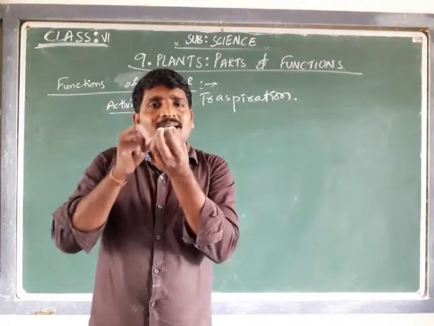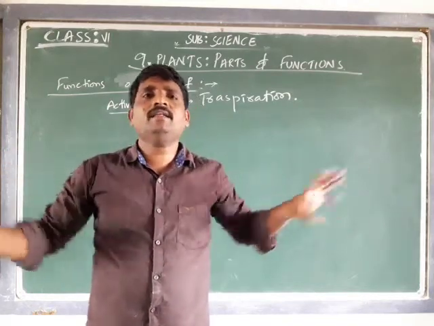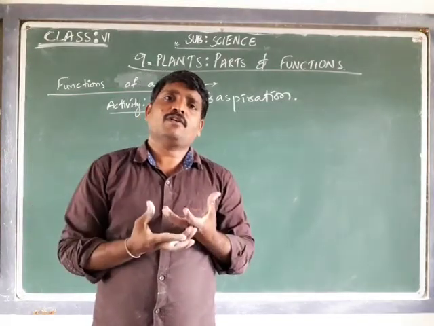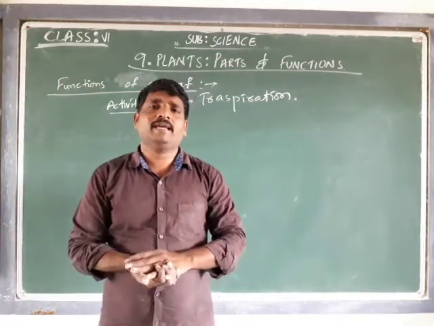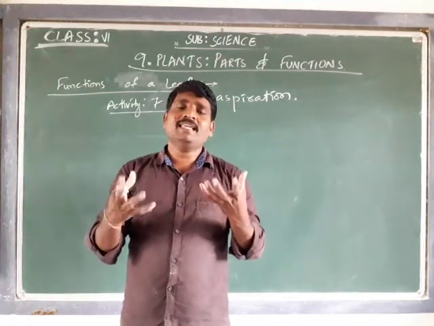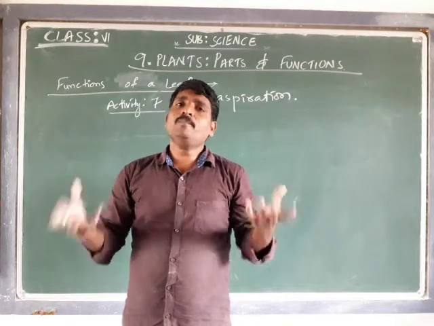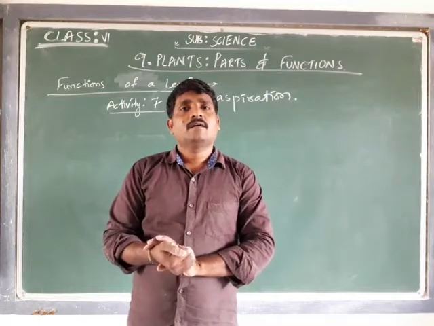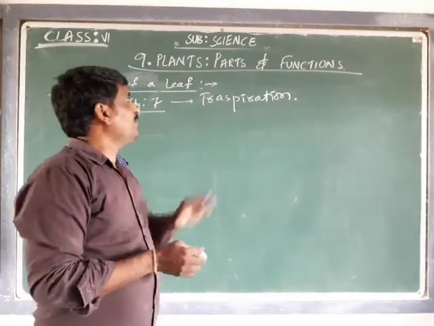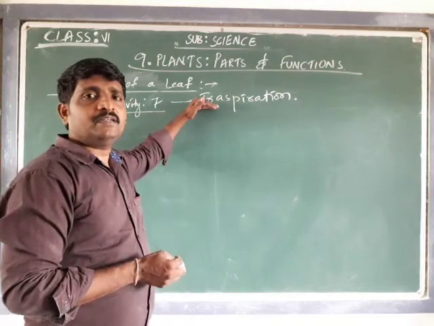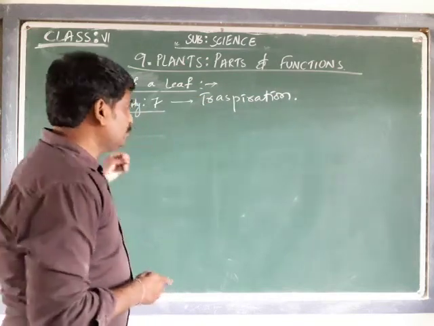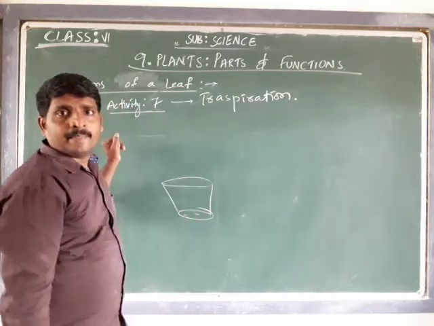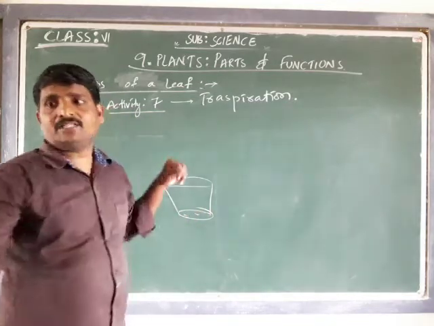That means the excretion of that excess amount of water is done by the leaf. The excess amount of water which is absorbed by the plant should be excreted. That giving off of water by the leaf is called transpiration. Let's conduct an activity. To do that, on a sunny day, we have to select a plant which is growing under the sun.